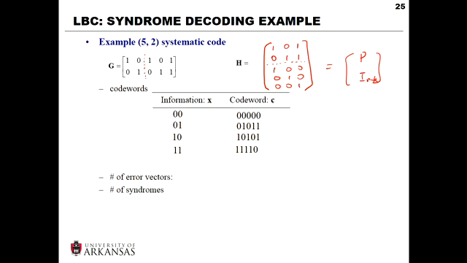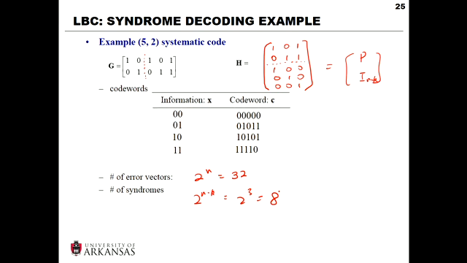In this particular case, we have 2 bits of information mapped to 5 bits of code word. So the total number of error vectors will be 2 to the power of n. Our error vector always has the same length as the code word, so that's 5. 2 to the 5 is 32. And the number of syndromes is 2 to the power of n minus k. So we have 32 possible error vectors, but we only have 8 syndromes.